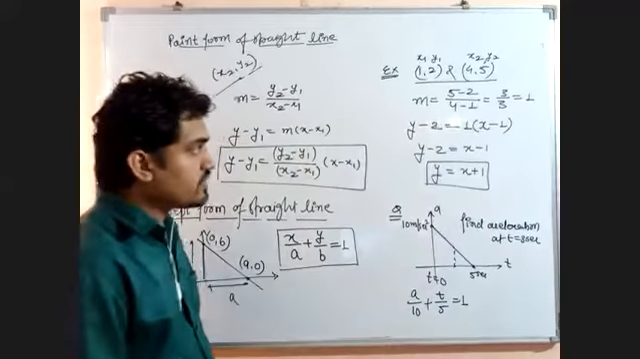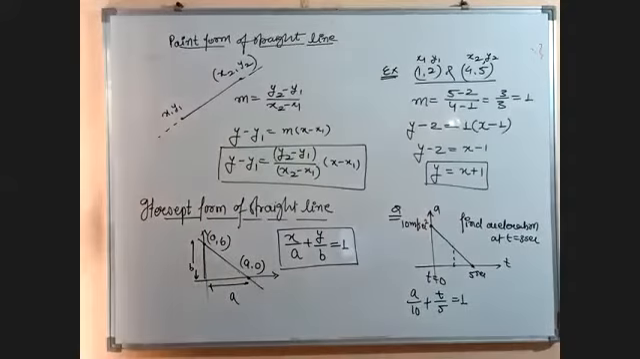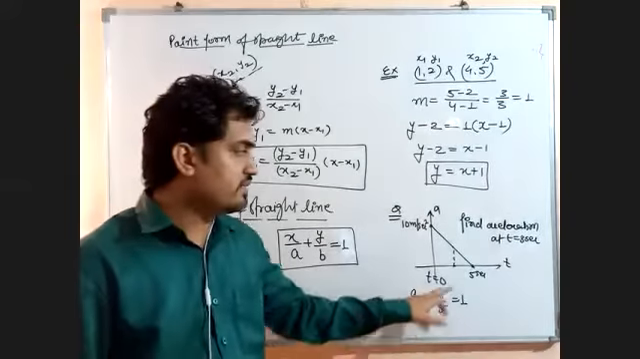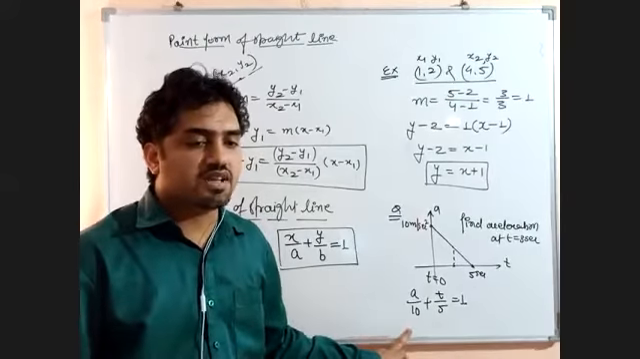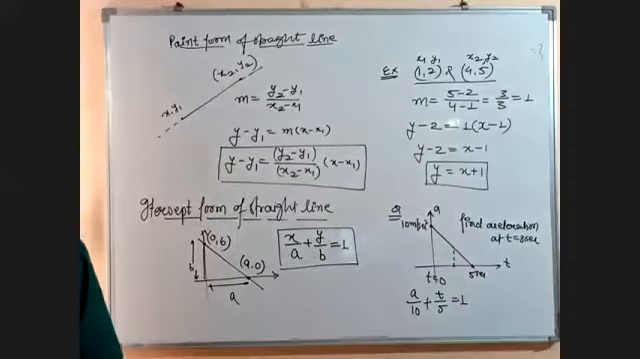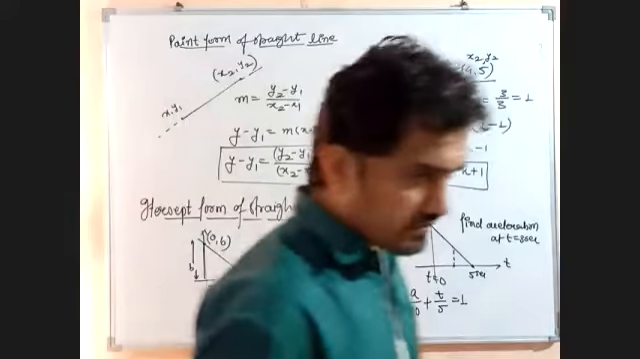Okay. So please note it down and please solve this question. What is the value of acceleration at t equal to 3 seconds? You have to put t equal to 3 seconds in this equation and find the acceleration a. Please find it. Everybody has to solve it.